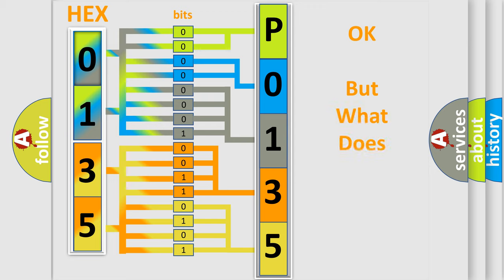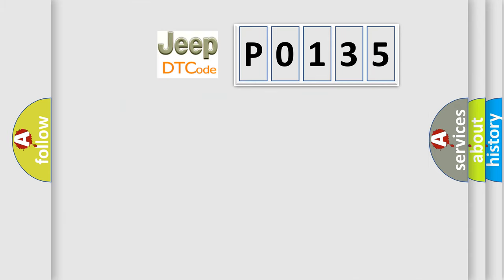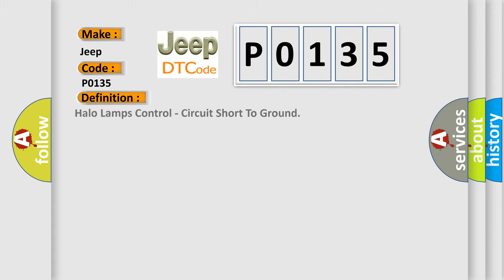The number itself does not make sense to us if we cannot assign information to what it actually expresses. So, what does the Diagnostic Trouble Code P0135 specifically interpret for Jeep car manufacturers? The basic definition is halo lamps control circuit short to ground. And now this is a short description of this DTC code.